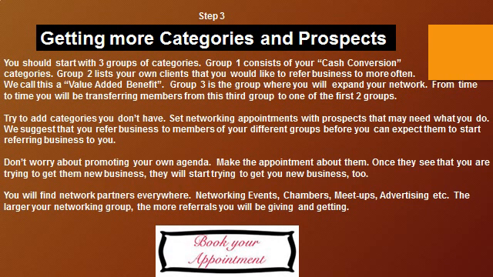Step 3. Getting more categories and prospects. You should start with 3 groups of categories. Group 1 consists of your cash conversion categories. Group 2 lists your own clients that you would like to refer business to more often. We call this a value-added benefit. Group 3 is a group where you will expand your network. From time to time, you will be transferring members from this third group to one of the first 2 groups.